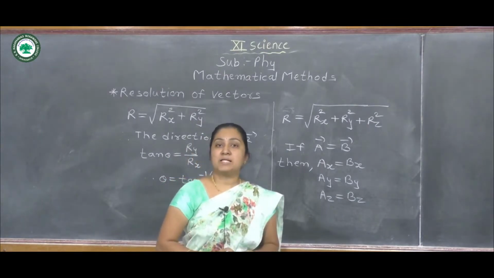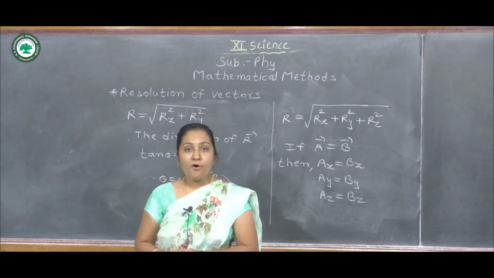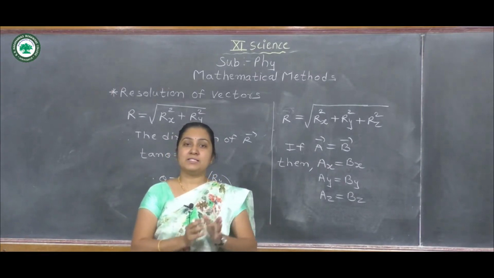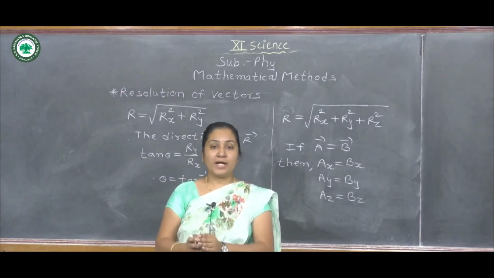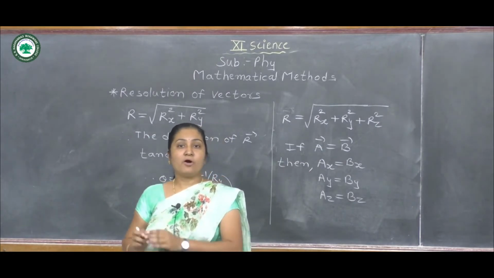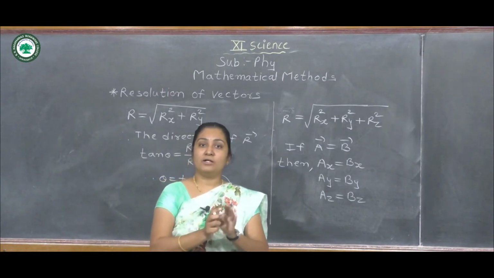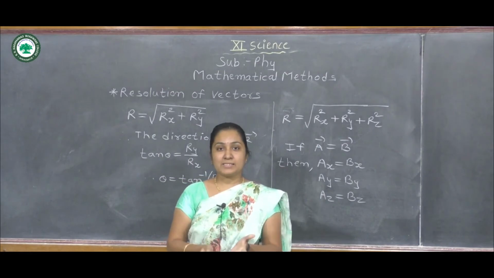If two vectors are multiplied with each other and the product is a scalar, then we say it is a scalar product. And if two vectors are multiplied with each other and the product is a vector quantity, then it is called the vector product. This point we will study in the next lecture.